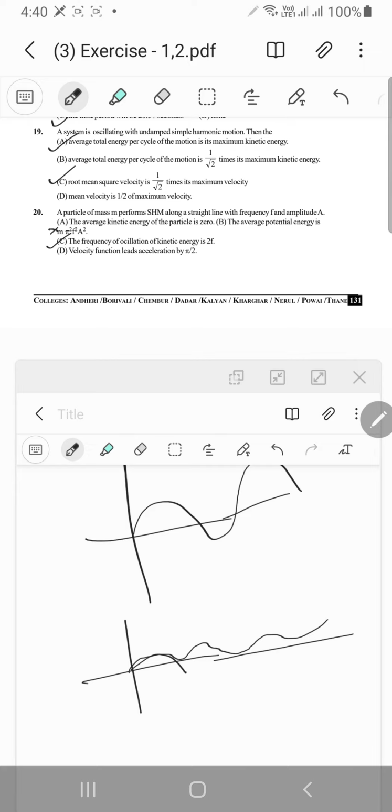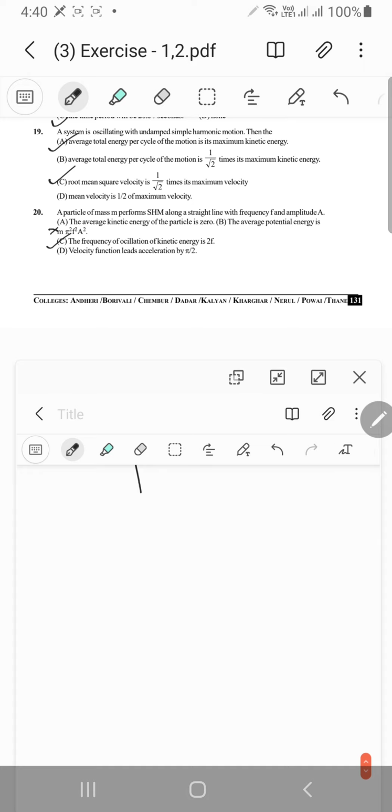Velocity function leads acceleration by pi by 2. Leads. So it's cosine of phi, and that's minus sine of phi. So if I had to put minus sine of pi by 2 plus phi, something is not correct about it. I don't think that's correct. What do they even mean by lead anyway?